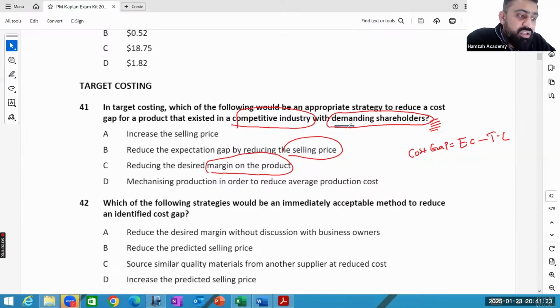The D, mechanizing the production in order to reduce the average production cost. Yes, that would be the most appropriate strategy, that we try to make strategies that decrease our expected production cost. And if our expected production cost is decreased, then the cost gap will also reduce. So D would be the right answer. Got it?